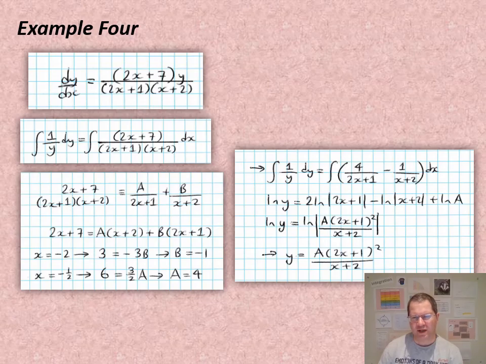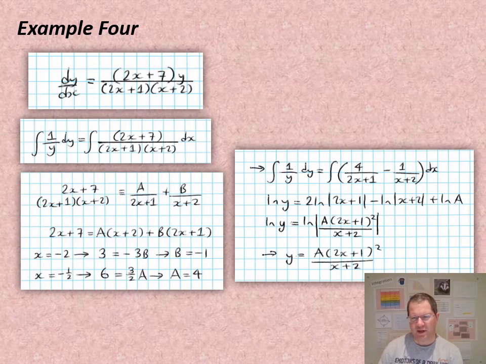So the integral of 1 over y is ln y. The integral of 4 over 2x plus 1 is 2 ln (2x plus 1). The integral of 1 over x plus 2 is ln (x plus 2). And at this point, we'd normally write plus c, but I've written plus ln a because every constant is a logarithm of another constant. And the reason I've done that is that every term then is a logarithm.